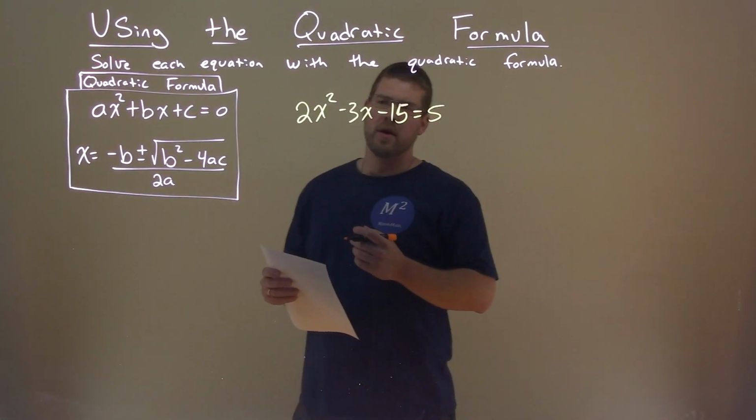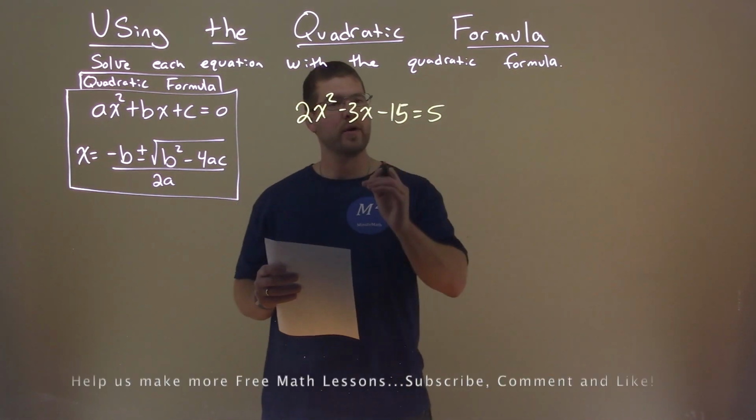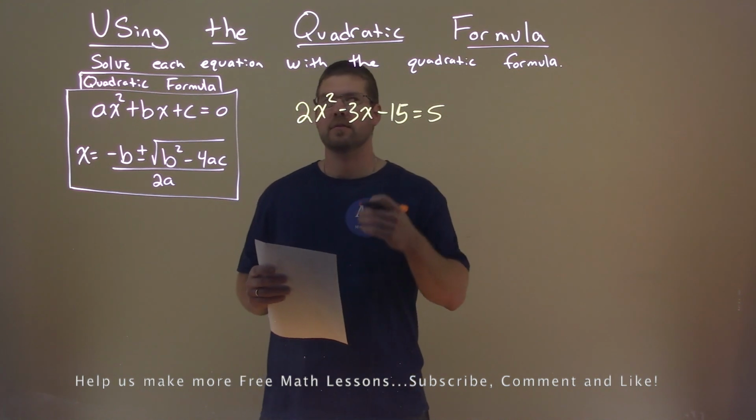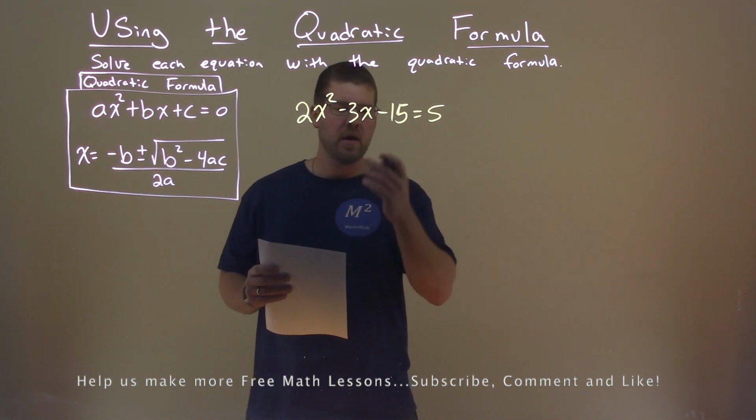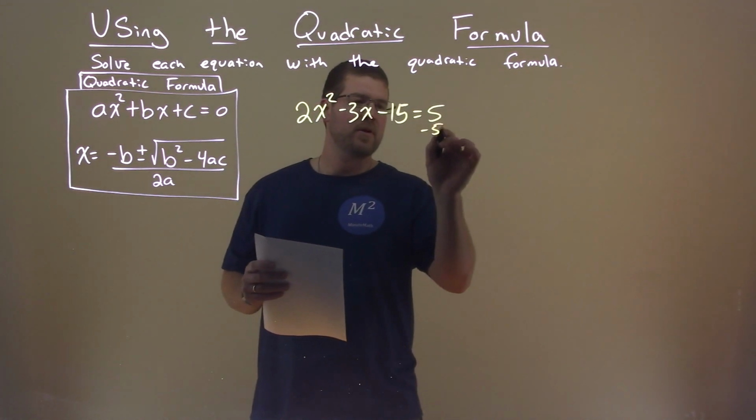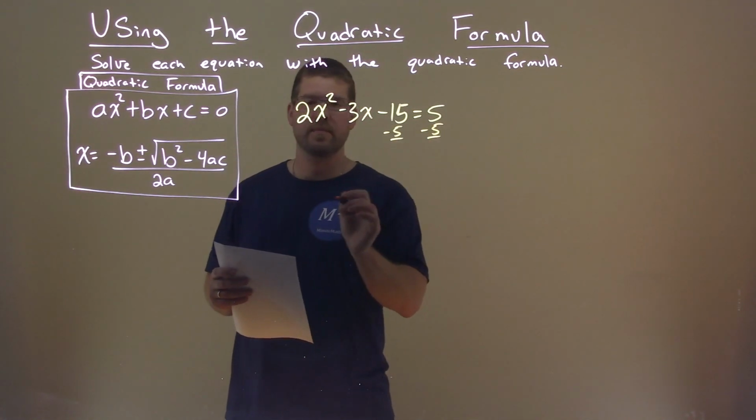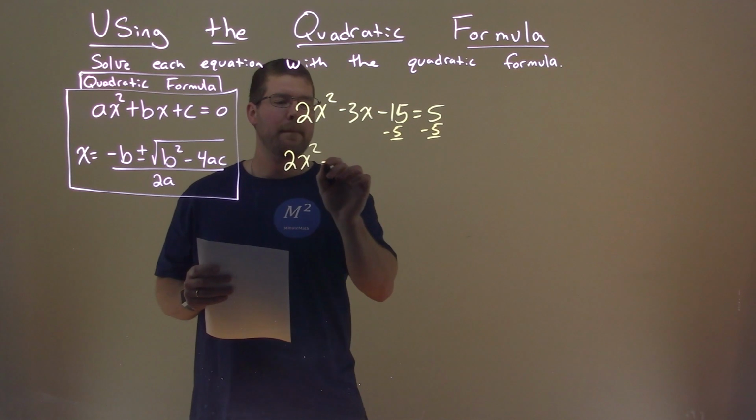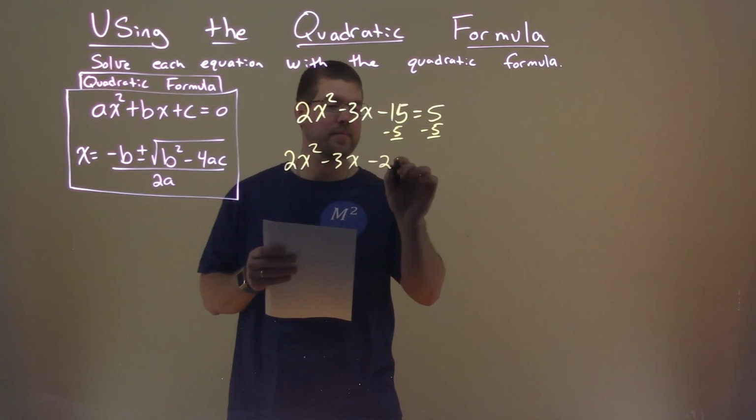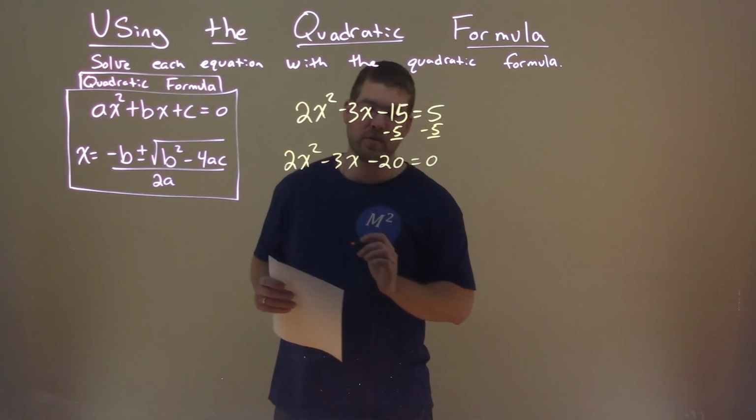We're given this problem right here. 2x squared minus 3x minus 15 equals 5. And we want to solve this using the quadratic formula. Well, first thing I want to do is get this whole thing equal to 0, so I'm going to subtract 5 from both sides. We have 2x squared now minus 3x, and then minus 15 minus 5 is minus 20. And that's equal to 0.